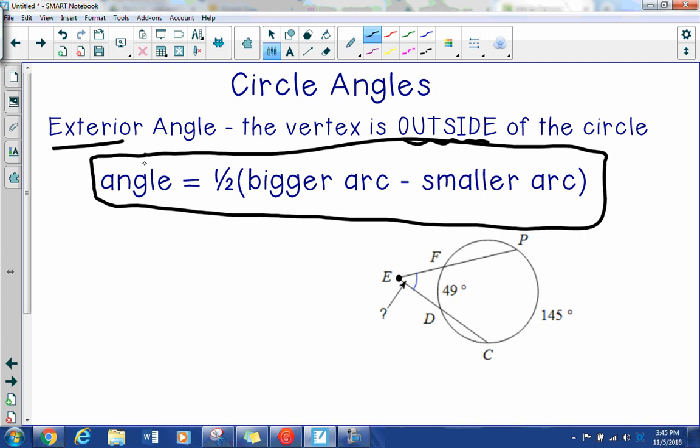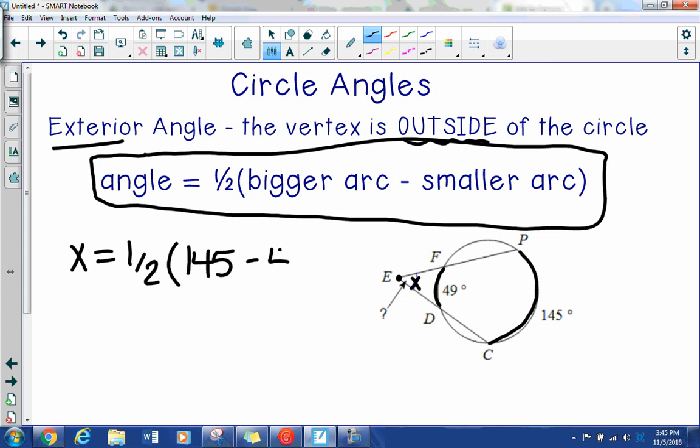So in this example, the angle is what we don't know, but notice that I have this arc of 49 and I have this arc of 145. Both of those are kind of included in this exterior angle. Notice that one of them is bigger, the other is smaller. That's what I'm going to use right here for bigger arc and smaller arc. So I'd set this up by saying the angle, which we don't know, is equal to 1/2 of the bigger arc here would be the 145 minus the smaller arc here would be 49.